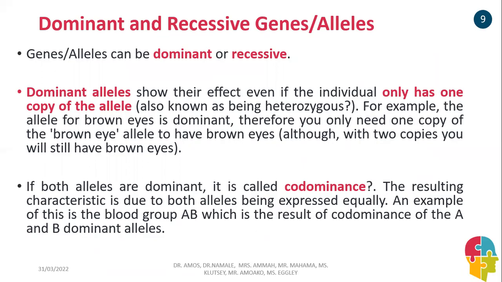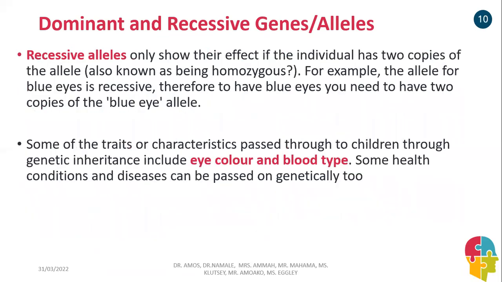And this is what we are calling what? Co-dominance, where a person has two dominant alleles. They are all equally expressed. And in this case, we are saying what? The person has co-dominance for that allele.